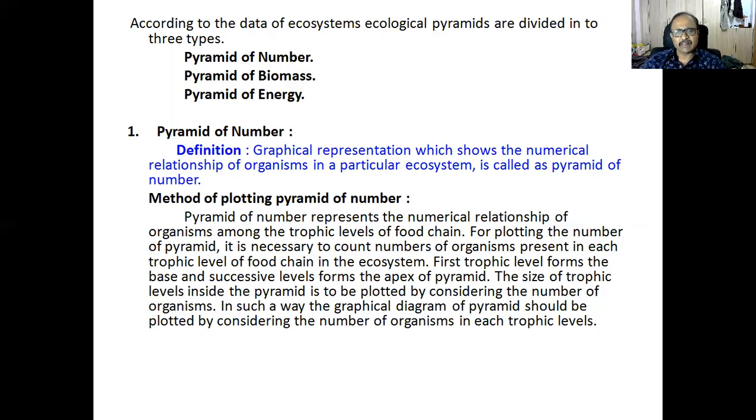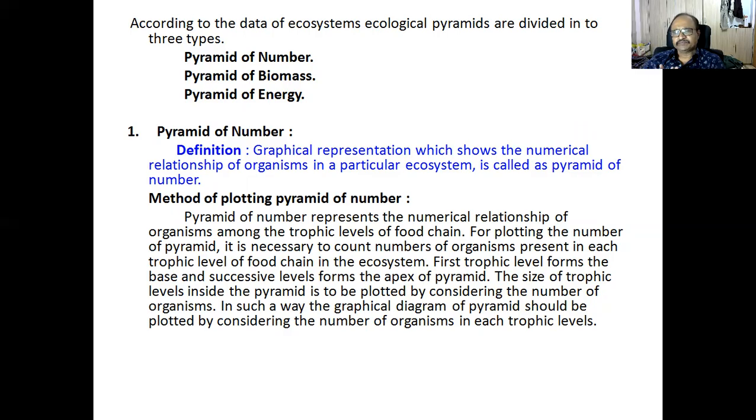हमारे पास डेटा है प्रोड्यूसर लेवल पे कितने प्लांट हैं, then फर्स्ट ट्रॉपिक लेवल में हर्बिवोरस एनिमल्स कितने हैं, then स्मॉल कार्निवोरस कितने हैं सेकेंडरी ट्रॉपिक लेवल में, then जो फोर्थ ट्रॉपिक लेवल में है बिग साइज प्योरली कार्निवोरस एनिमल्स वो कितने हैं. हमारे पास ये नंबर्स का अगर डेटा है तो we can plot the pyramid of number. This pyramid of number represent the numerical relationship of organism among the trophic levels of food chain.